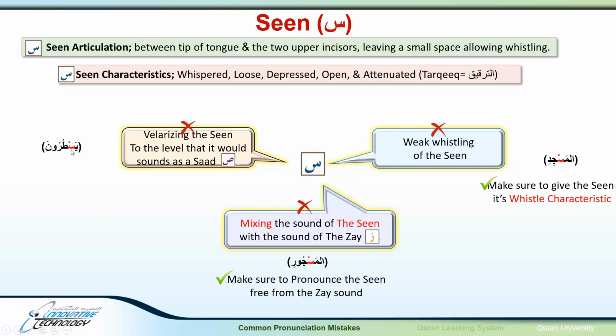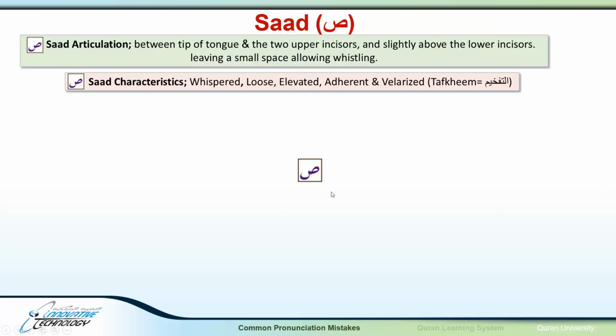But this is wrong. This is not a sad, this is a sin. So the right way of pronouncing it is like this: يسطرون. Sin followed by a ta. So you have to make sure to keep the sin attenuated and avoid mixing it with the sad. And now the sad common mistakes.